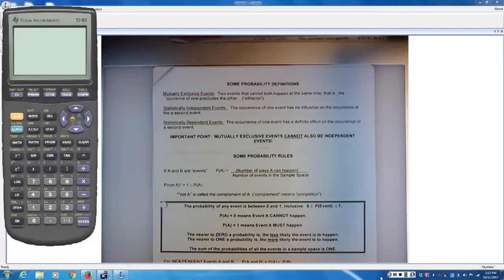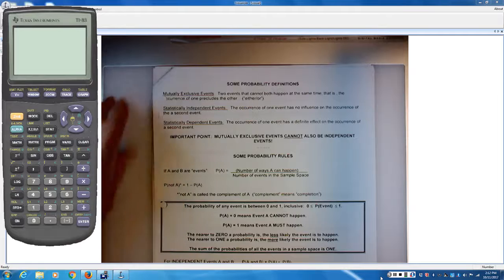The video that I'm going to post and the notes that I'm going to post for you to take while you're watching the video or going through the Nearpod give you lots of examples of statistically independent and dependent events. We're also going to talk a little bit about those here in a few minutes as we do this last part of the activity.